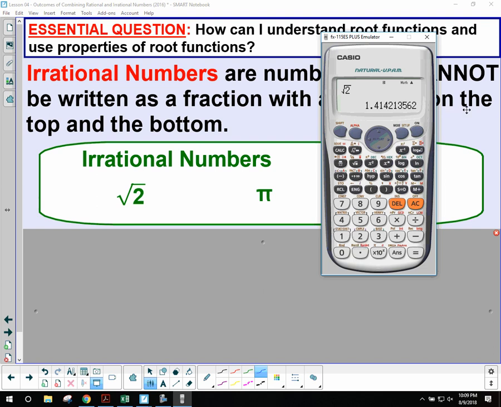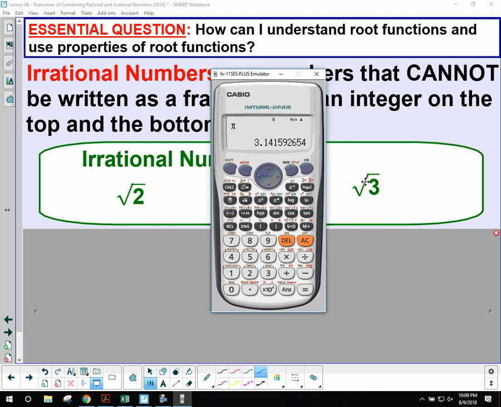Same thing with pi. If you hit shift, the X10 down here, we get the pi symbol. Hit the SD, again, goes on and on randomly. And root 3, just to prove a point, equals SD, again, random decimals. So these are examples of irrational numbers.